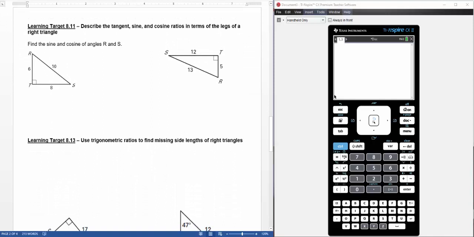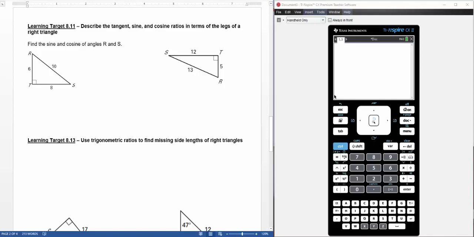So here are two right triangles. We're going to describe the sine and cosine, and we can also find tangents as well, of the angles in this right triangle. So in this right triangle RST, the sides are 6, 8, and 10.